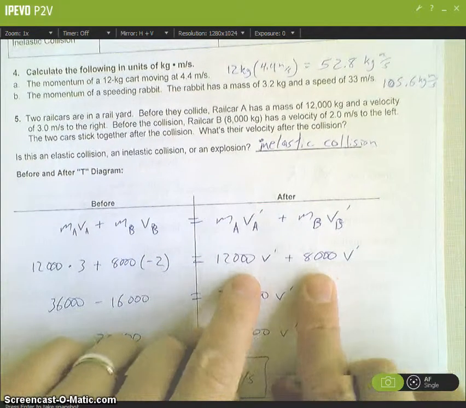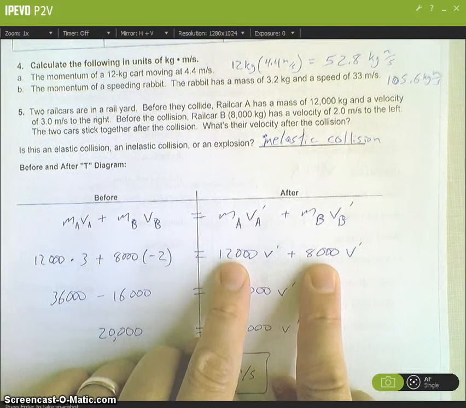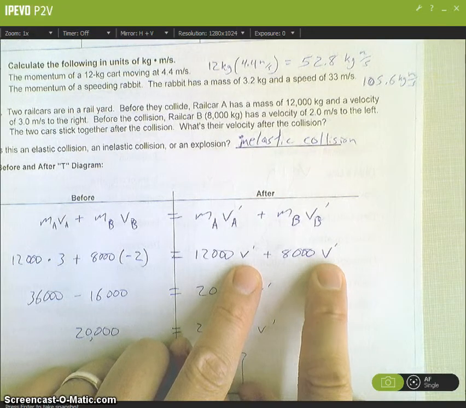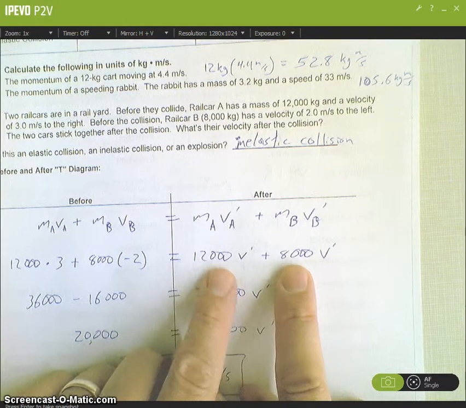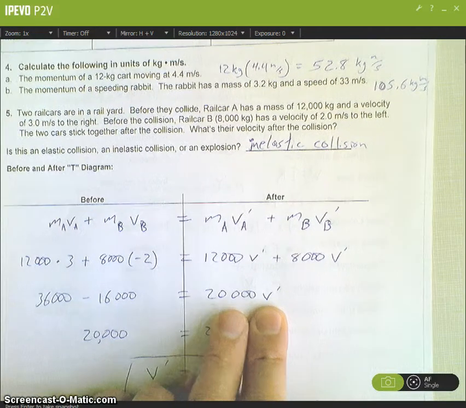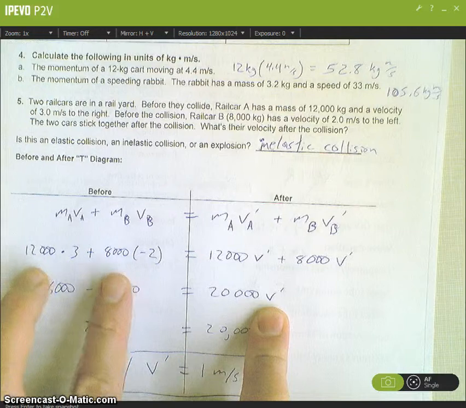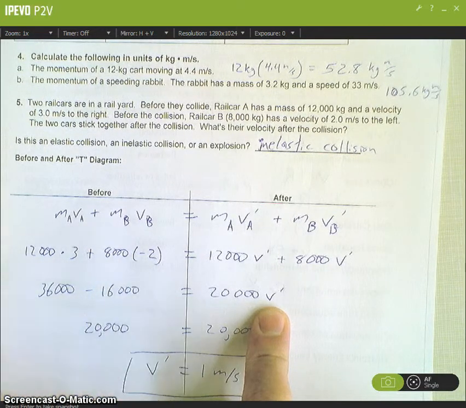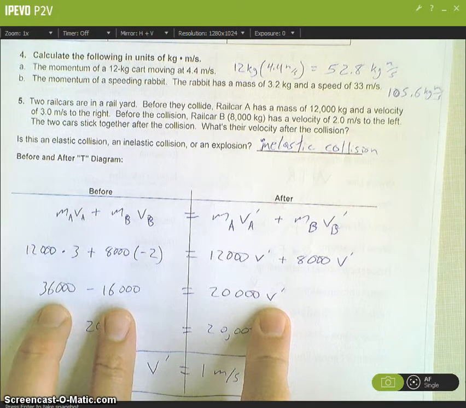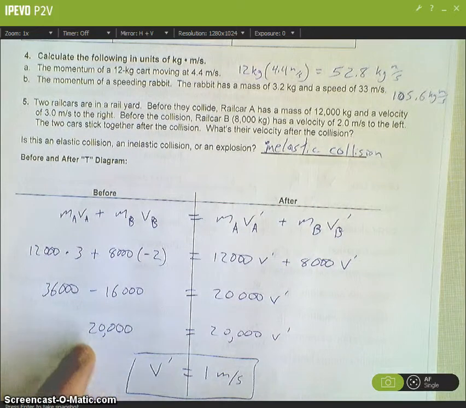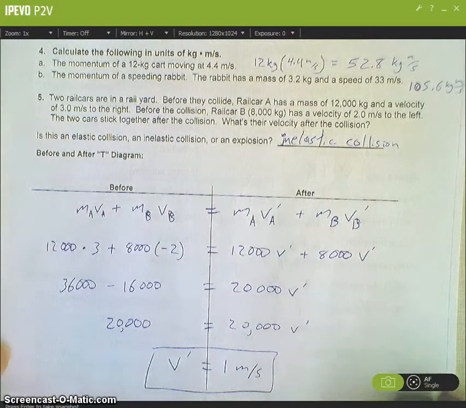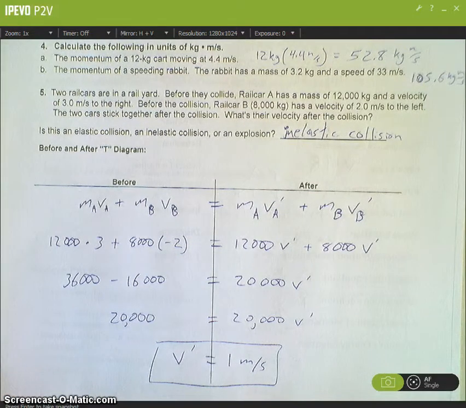And then for the other side, after the collision, you know the masses, you can put the masses in. V prime is the unknown velocity. So for the next step of algebra, you can just combine these, 12,000 plus 8,000 into 20,000 V prime. For these, it's just simple math. 12,000 times 3, 8,000 times negative 2, giving you that. Combine those, 36 minus 16 is 20, or 20,000. So we have 20,000 is equal to 20,000 V prime. Divide both sides by 20,000, you get 1 meter per second.